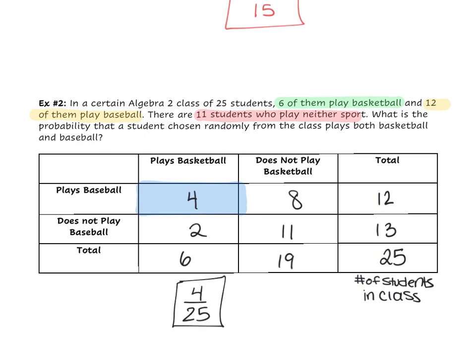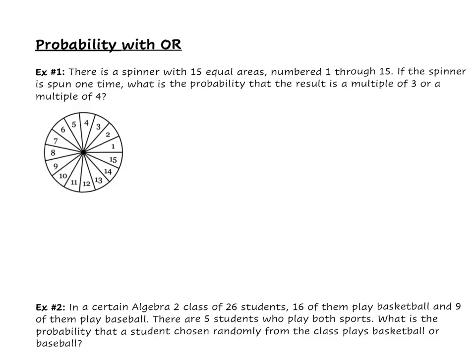All right, let's do an example with or now. Okay, so same concept with the spinner. There is a spinner with 15 equal areas, numbered 1 through 15, like so. If the spinner is spun one time, what is the probability that the result is a multiple of 3 or a multiple of 4? So I'm going to highlight all of the multiples of 3. So 3, 6, 9, 12, and 15. And then I'm going to highlight all of the multiples of 4. So 4, 8, 12, and that would be it.